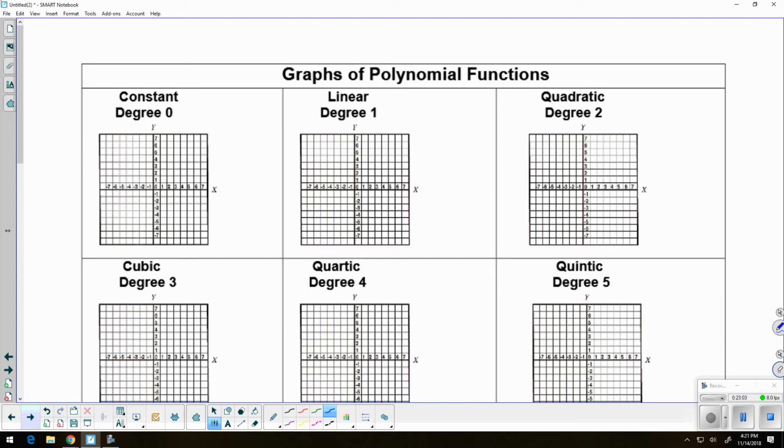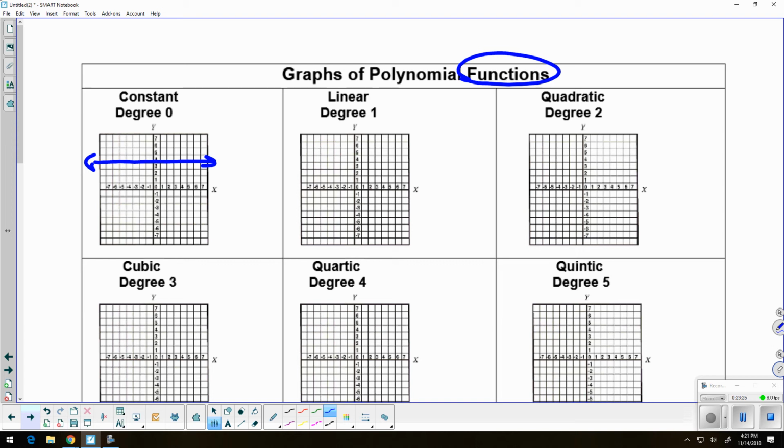So you have constants, which would be just degree 0. Keep in mind, these are all going to be functions. If these are functions, that means they pass the vertical line test, each and every single one of them. If it's degree 0, if it's just a constant, that's just a flat line, a straight across horizontal line.